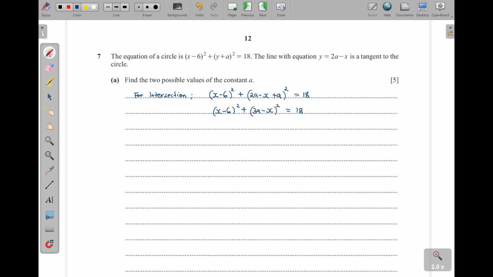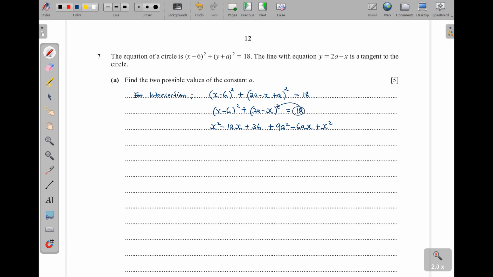Now we can open up the brackets. This will be x² minus 2 times x times 6, that will be minus 12x, and then square the 6, that will give us 36. Then we come to this one here. When we square, that will be 9a², and then 2 times 3a times x, that will be minus 6ax, and then you square the x, that will be x².